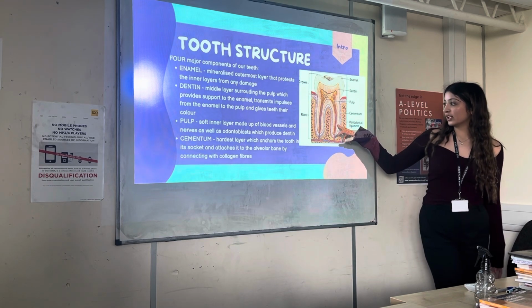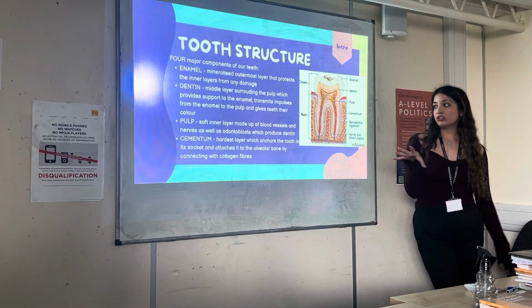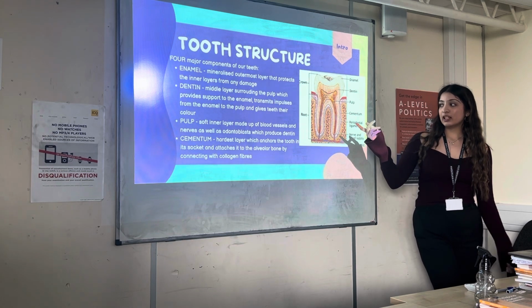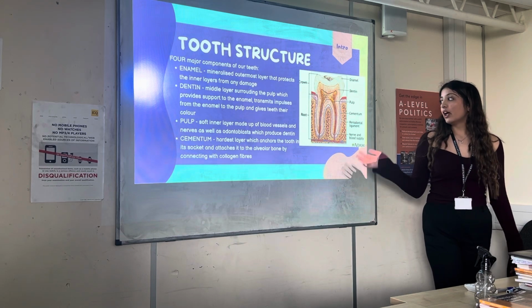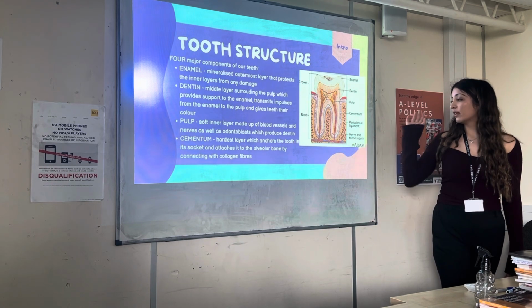It's made up of blood vessels, as you can see here, which transport oxygen and nutrients to the nerves, and it has cells called odontoblasts, which are basically a type of cell that produce dentin. And the last component is the cementum, which is right at the bottom.